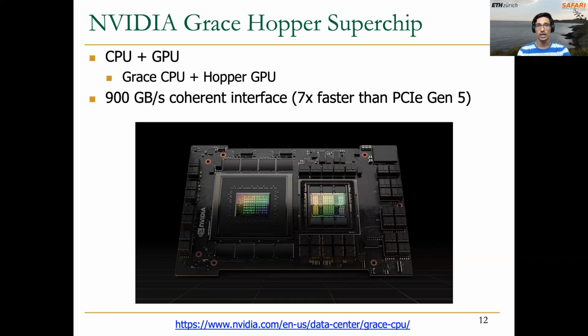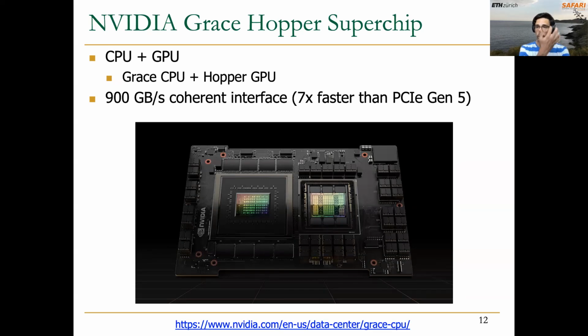Interesting thing here is that these two devices are tightly connected using a 900 gigabyte per second coherent interface. As you can see in the slide, this is 7 times faster than PCI Express generation 5. And this is extremely interesting for collaborative computing workloads because it's going to allow much faster communication, synchronization, and also data sharing between the different devices.